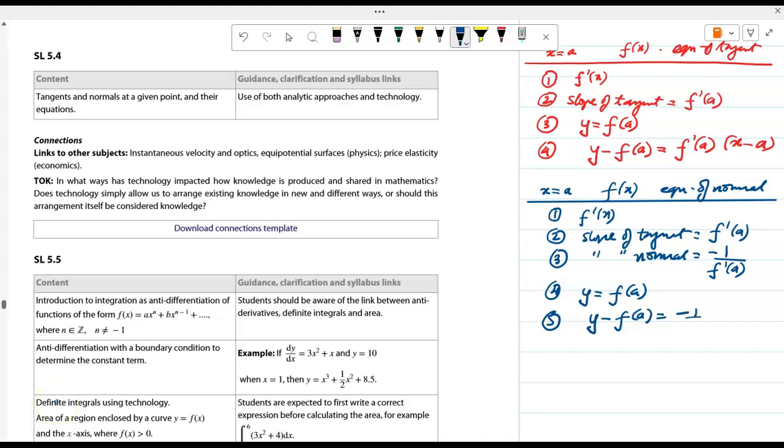Minus 1 upon f dash a into x minus x1. So that's how you find out tangents and normal equations. Okay.